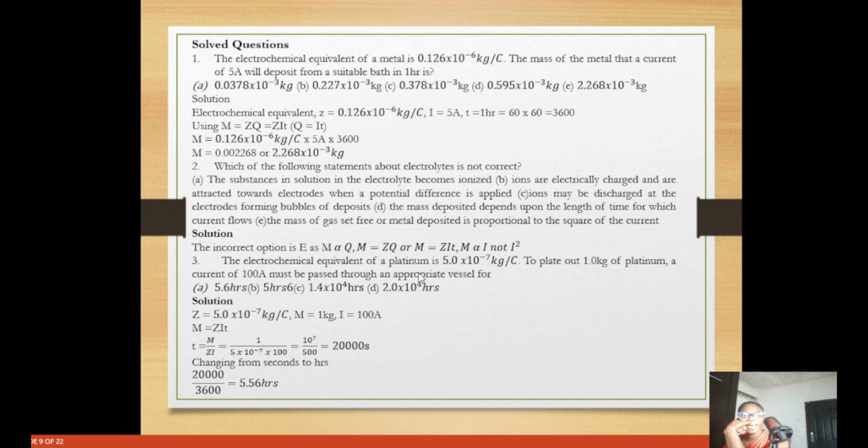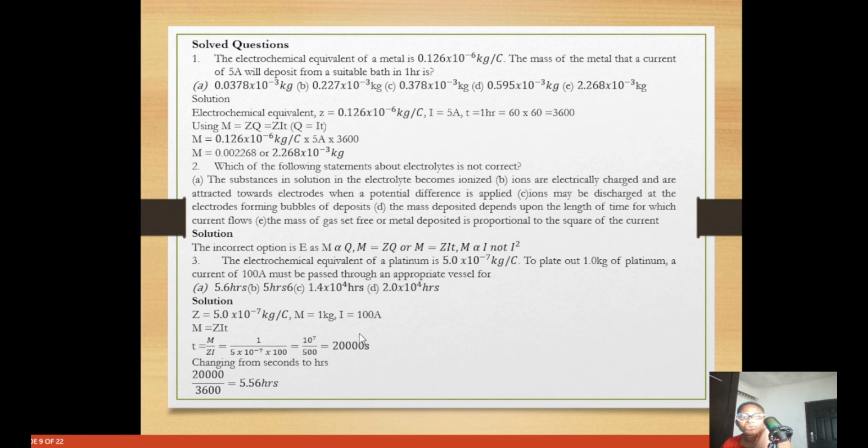So we have our M to be what? Our M is 1 kg. What is our Z? 5.0 times 10 raised to the power minus 7. And what is our current? Our current is 100 ampere. So inputting that into this, we're going to get our answer, which is 5.56 hours.